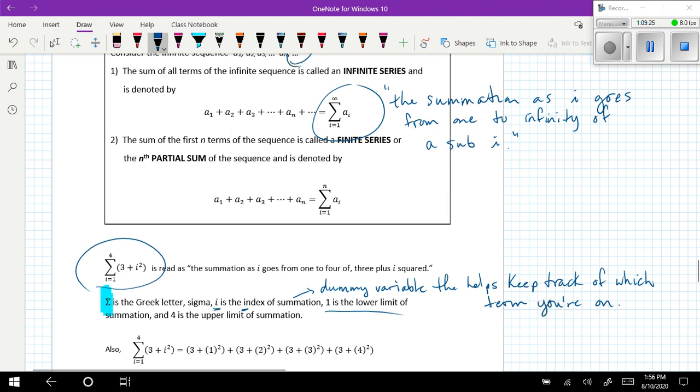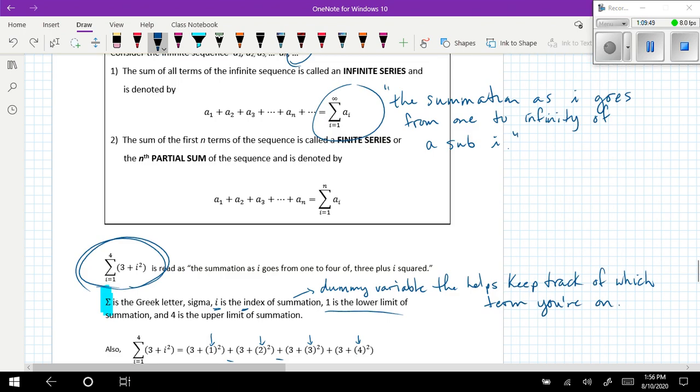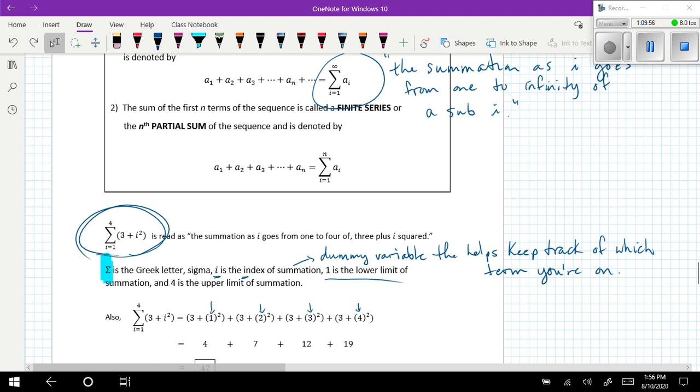Also, that whole thing that I circled right here has meaning. So that summation as I goes from 1 to 4 of 3 plus I squared is equal to 3 plus 1 squared, 3 plus 2 squared, 3 plus 3 squared, 3 plus 4 squared, all added up with plus signs in the middle. You know what, I'm going to take these off because, yikes, I don't want you to think that that was a subtraction symbol. So I just take that off. All right, so we simplify this down. 3 plus 1 is 4. 3 plus 4, let's just do this.